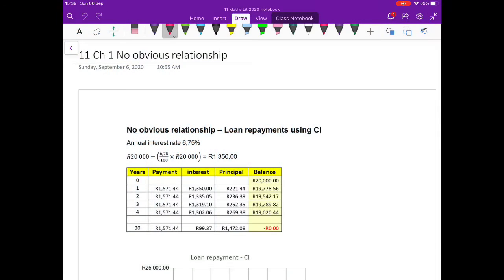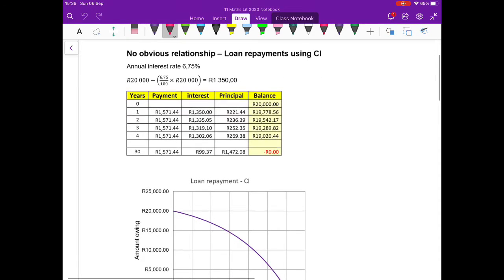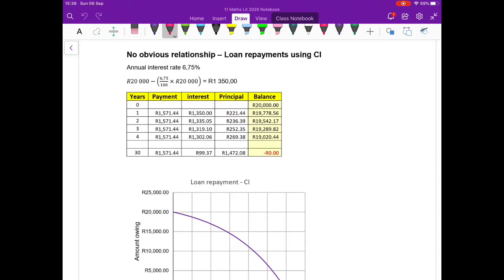The next two graphs show no obvious relationship, and yet there is a relationship, but it's not that easy to see. You do not have to draw these graphs, you just have to be able to interpret and understand them. So the first one we're going to look at is a loan repayment, which is using compound interest. Remember, investments and loans work with compound interest.